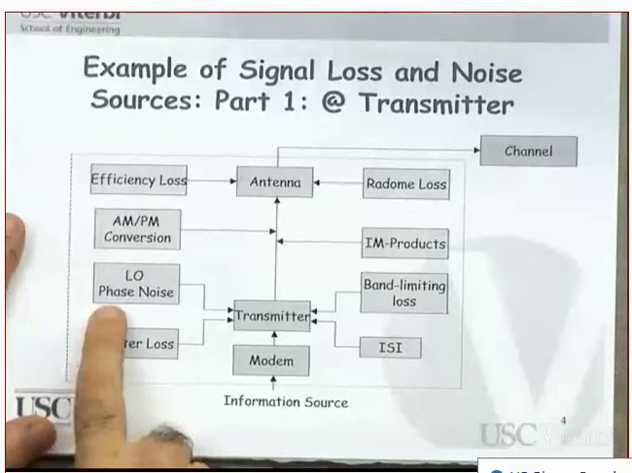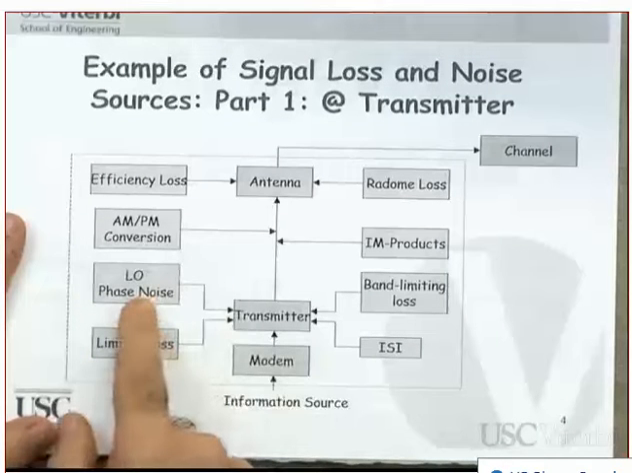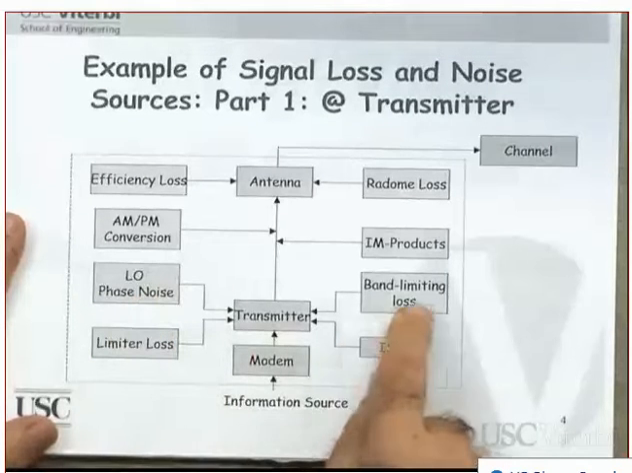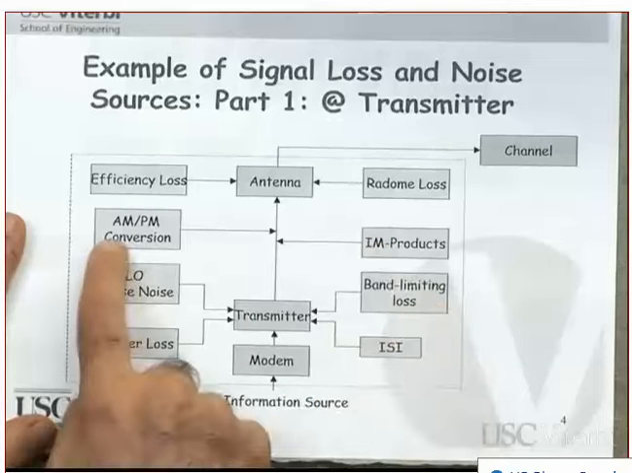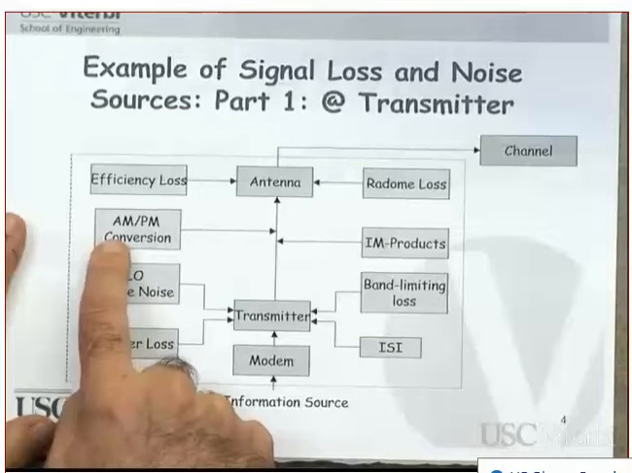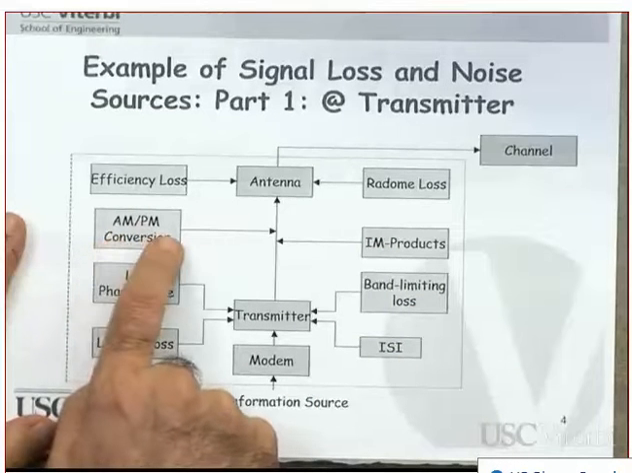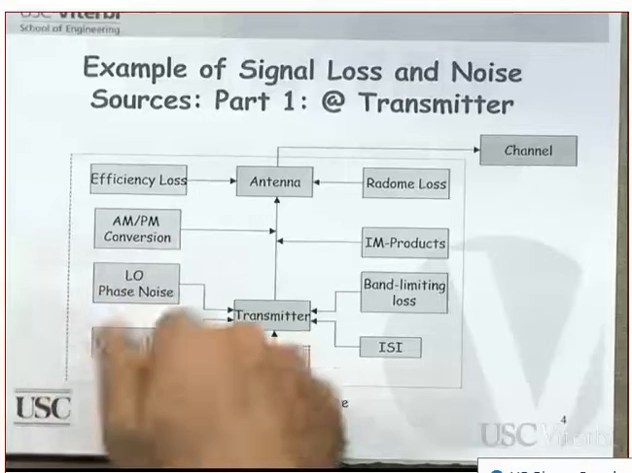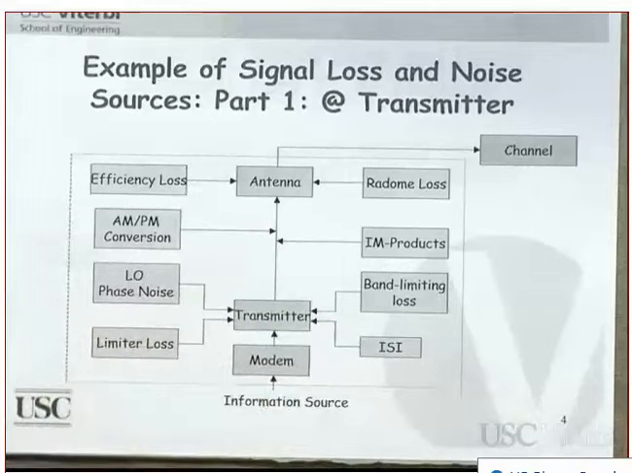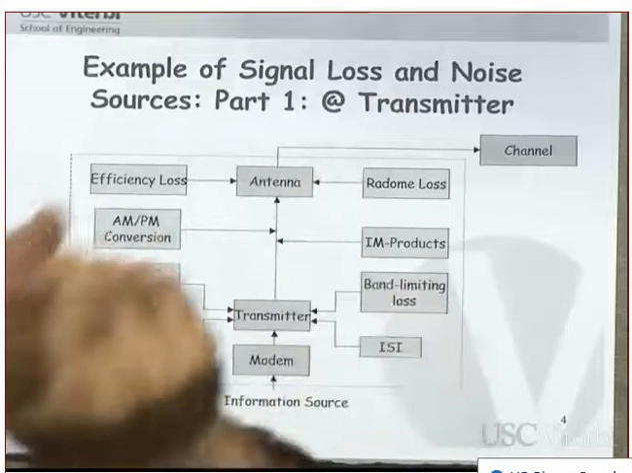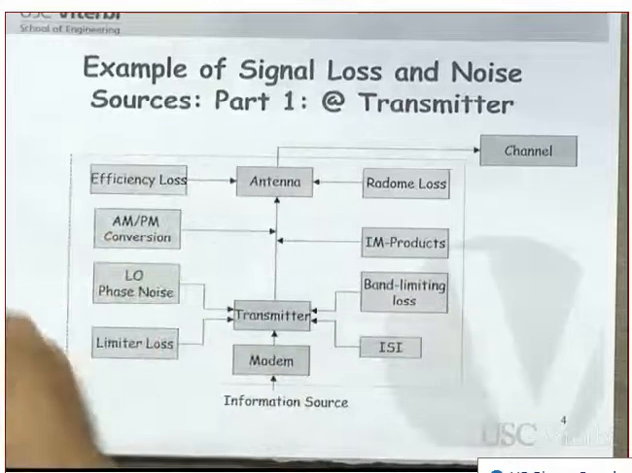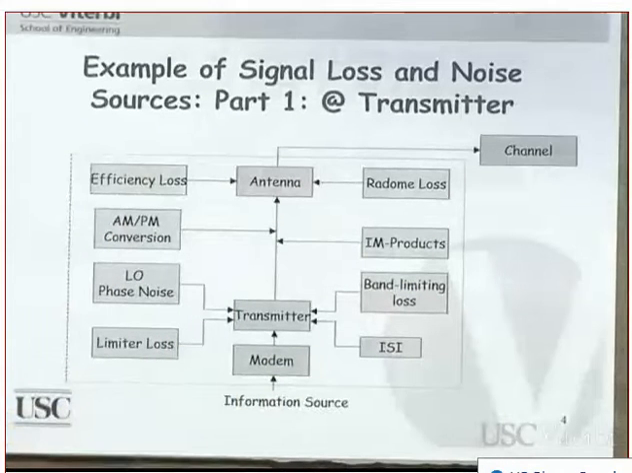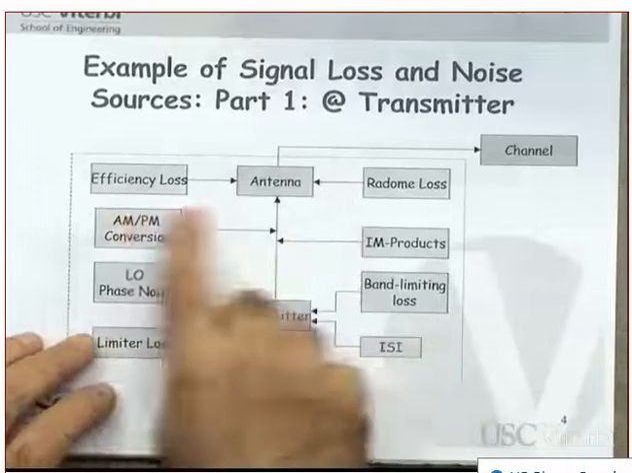LO phase noise. Local oscillator phase noise. Yes or no? Yes. Generating all types of spurs. ISI, band limiting loss, IM products. AMPM. What does that mean? Amplitude modulation to phase modulation. The input is an amplitude modulation signal, but because of nonlinearity, the output phase, which in AM is supposed to be constant, will change. Somehow you created a phase modulation component, whereas the input is just AM. Clear? We'll talk about this shortly.